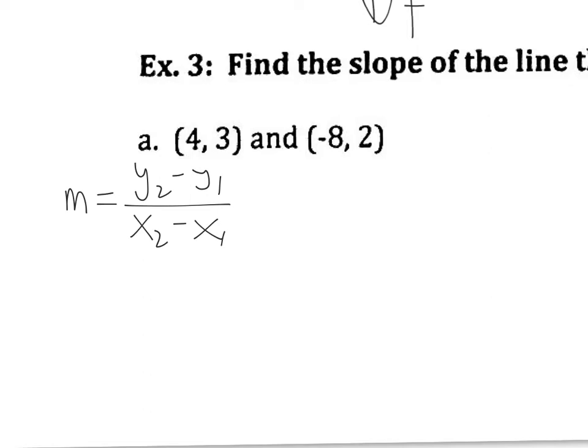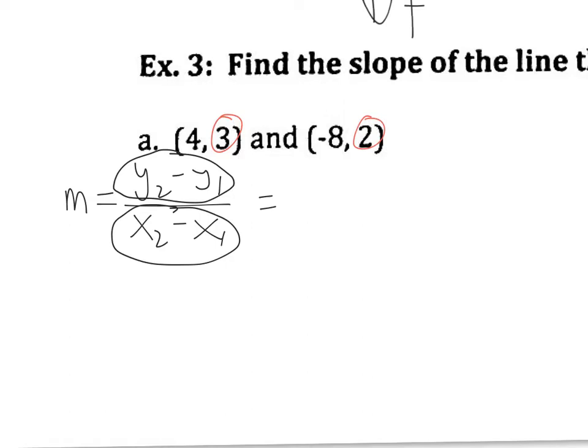When you subtract the y values, you're finding how much up or down it changed. You're finding the vertical change. And on the bottom, when you subtract your x's, you're finding the horizontal change, or the run. Now, when you do this, it doesn't matter what order you subtract the y values. You can either do 3 minus 2 or 2 minus 3. That doesn't matter. But what does matter is you do the x's in the same order you did the y's.